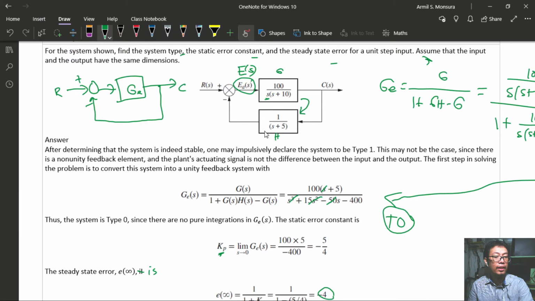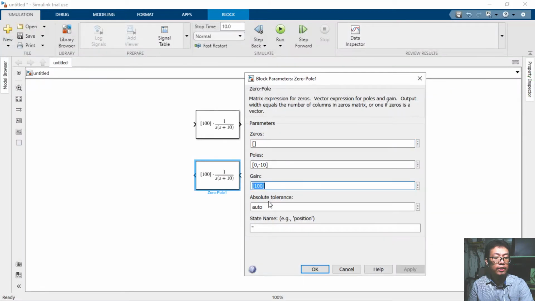Okay. So, again, let us double-click this one. Wala tayong lalagay na zero. Yung gain, i-adjust natin sa 1. Okay. Tapos, yung pole natin, meron lang tayong pole sa negative 5. Okay. So, ayan, negative 5. Yan lang yung pole natin. So, apply. We verify na ito yung magiging transfer function.